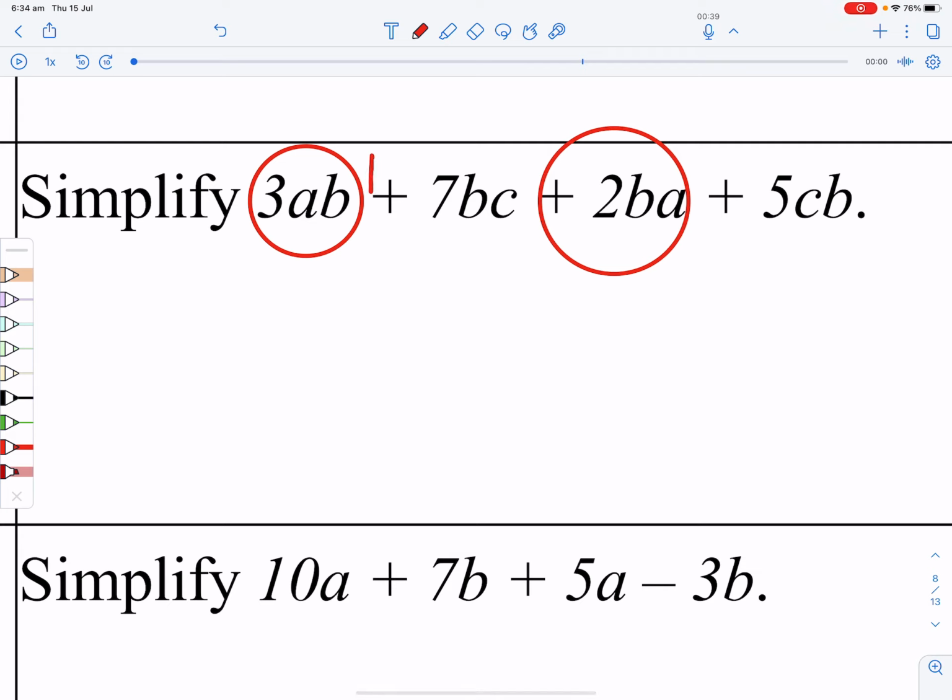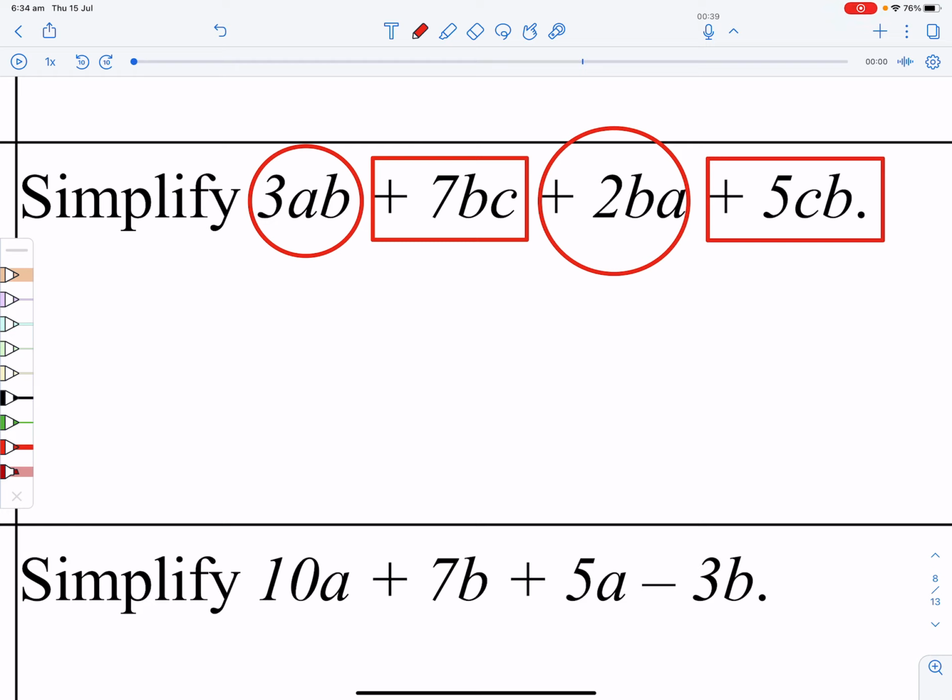But also, the 7bc is like terms with the 5bc. So what we're going to do is collect these two and simplify them, and collect these two and simplify them. So what does 3ab plus 2ab equal? Well, it's 5ab.